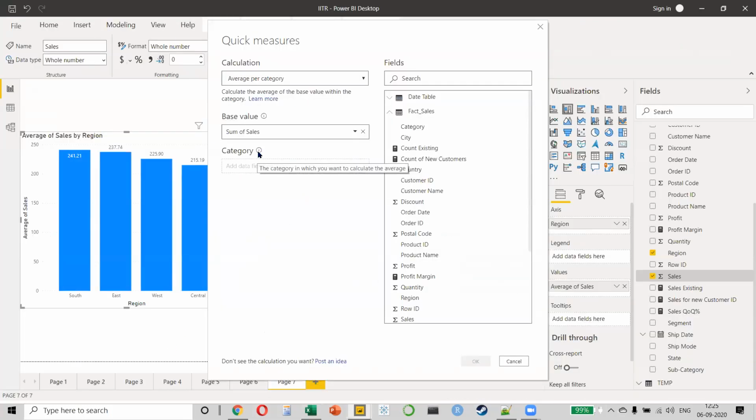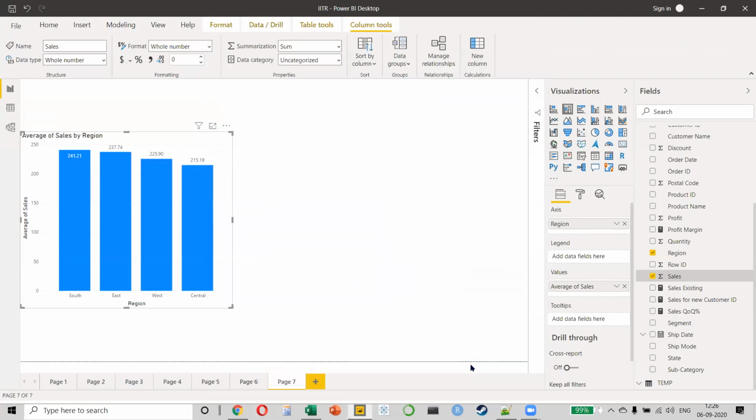The category is the category in which you want to calculate the average. Are we calculating the average of the regions? No. We are first calculating the average of all the totals of my customers, correct? So we'll put our customer ID in this, press OK. First, let's look at the measure that has been created. It's a very simple measure.